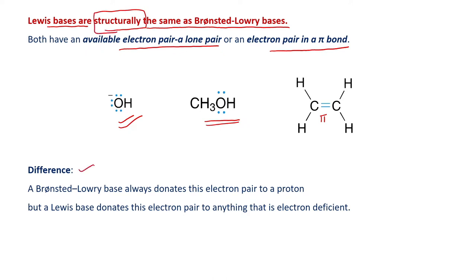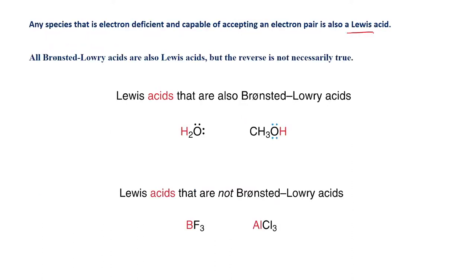The only difference is that Bronsted-Lowry bases give their electron pair only to a proton, but Lewis bases give their electron pair to anything that is electron deficient. So it can be a proton or any other species which is electron deficient. Lewis acids are the species which are electron deficient and capable of accepting an electron pair. So all Bronsted-Lowry acids are also Lewis acids, but the reverse is not true.